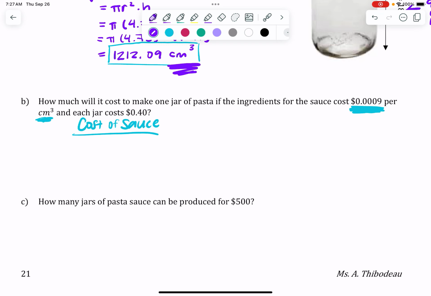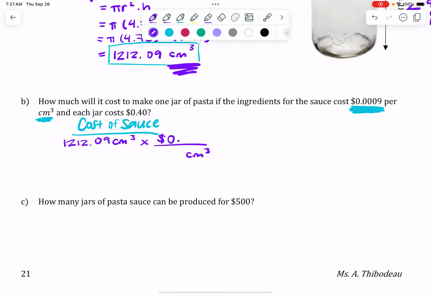I'm using the rounded value from the previous question because that previous question ended. It wasn't like a step in a longer question. It was a final answer for the previous one. So I'm using that rounded 1212.09 cubic centimeters. I want cubic centimeters to go away, and I want dollars to end up on top because I'm looking for cost. And then I use that conversion given to me in the question.